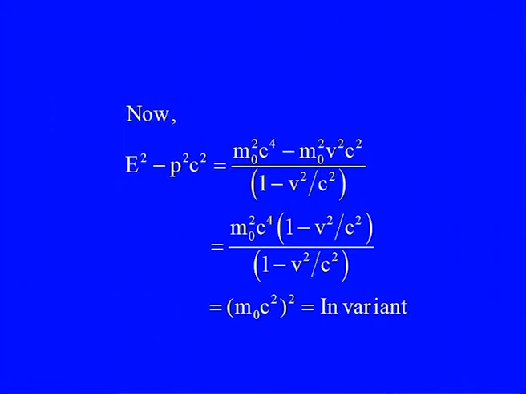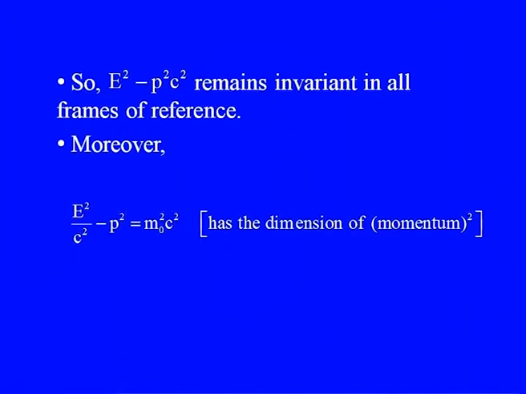So if the body has a total energy E, and it's moving with a certain momentum p, then E squared minus p squared c squared is nothing but the rest mass squared of the body. It's an interesting concept, because what it tells you is that this group of variables, E squared minus p squared c squared, remains invariant in all reference frames. Of course, these reference frames are moving with constant velocity with respect to each other. So that's what we have: E squared minus p squared c squared remains invariant.